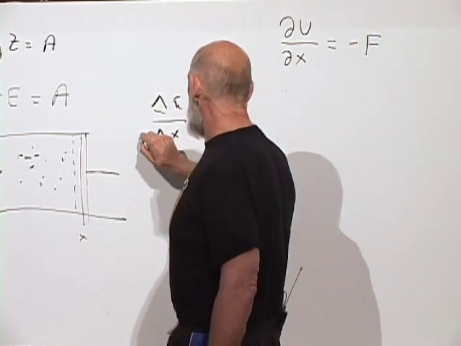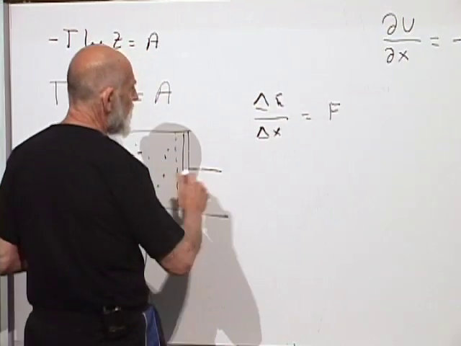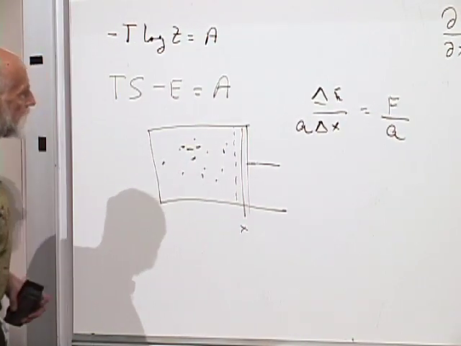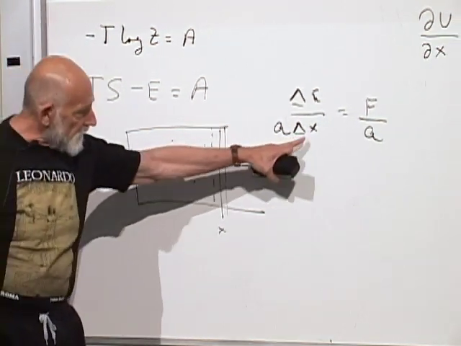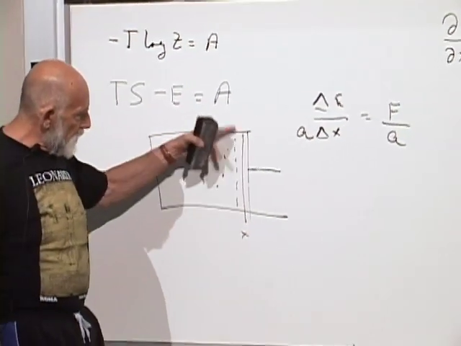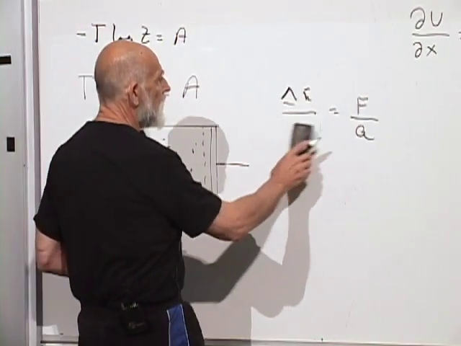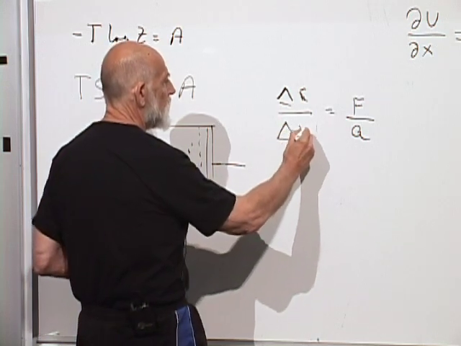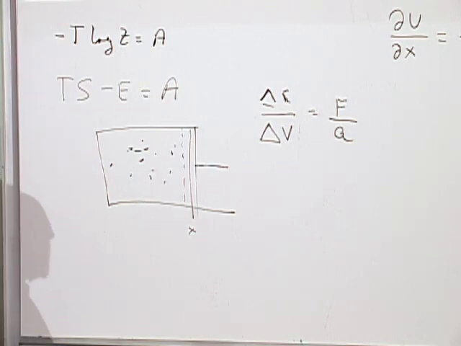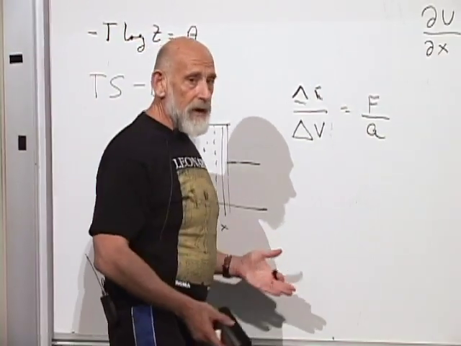Now, if we multiply this by the area of the piston, I shouldn't call it A because that's going to be free energy. Let's call it little a. This becomes the force divided by little a, the area of the piston. And what's little a times delta X? That's the change in volume. The area of the piston times the change in position of the piston is the change in volume. So we could write that the change in energy divided by the change in volume is the force divided by the area. What's the force divided by the area? The pressure.